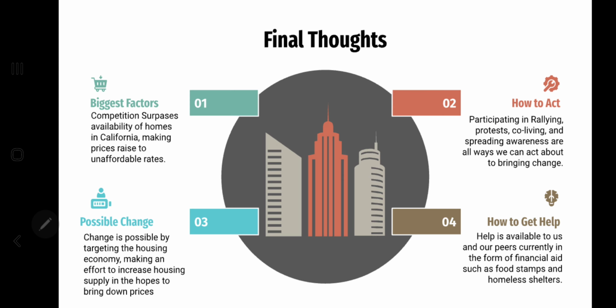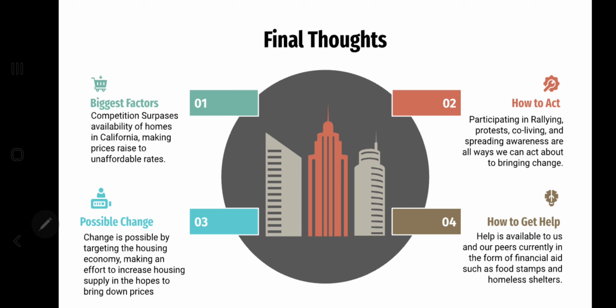To summarize, the biggest factors that are contributing to California's housing crisis include high demand for housing, which leads to competition that skyrockets housing prices for both rentals and purchasable homes. Change is possible through focusing on how these factors are affecting Californians, in this case being unaffordable housing and poverty.